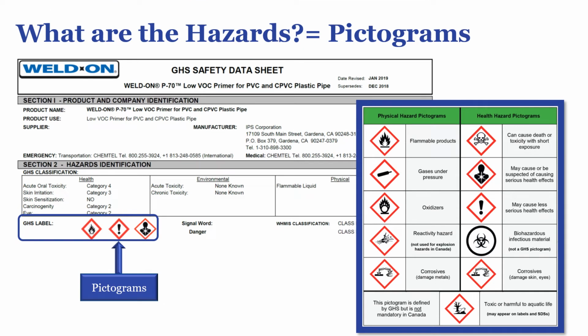Pictograms. Pictograms are used under WHMIS to visually display hazards. They are standardized under the globally harmonized system of classification and labeling of chemicals, referred to commonly as GHS. For P70, there are 3 pictograms on the SDS sheet. 1. Physical hazard, being a flammable product, and 2. Health hazards, may cause less serious health effects and may cause or be suspected of causing serious health effects.